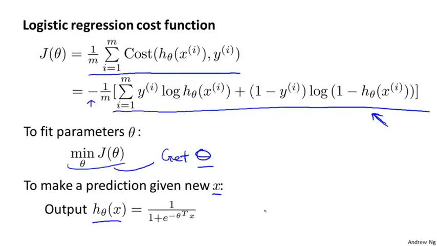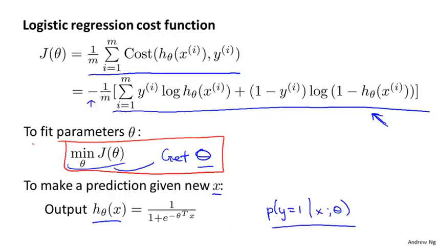And just to remind you, the output of my hypothesis I'm going to interpret as the probability that y is equal to 1, given the input x and parameterized by theta. Just think of it as my hypothesis estimating the probability that y is equal to 1. So all that remains is to figure out how to actually minimize J of theta as a function of theta so that we can fit the parameters to our training set.